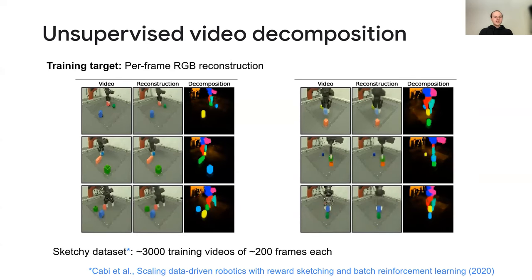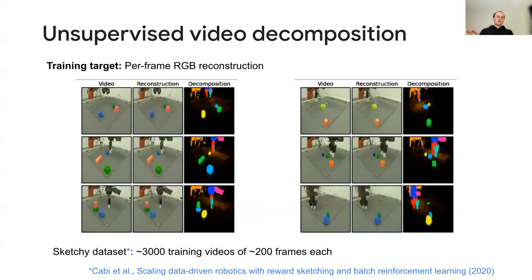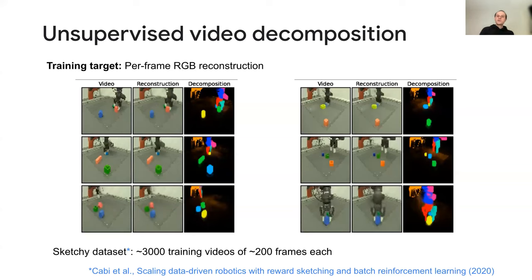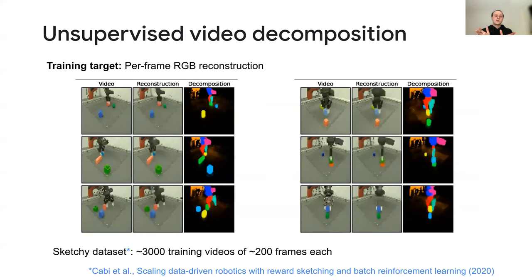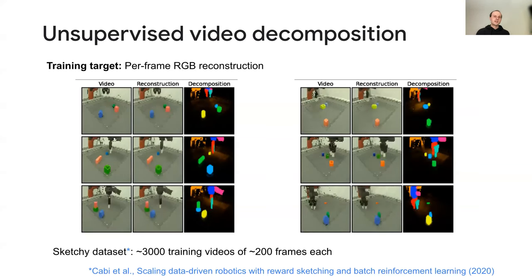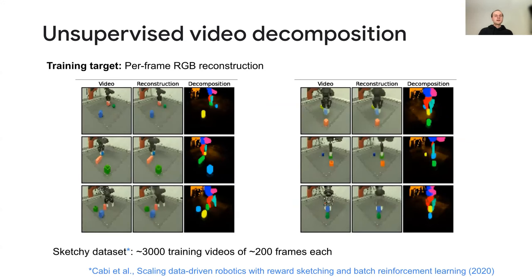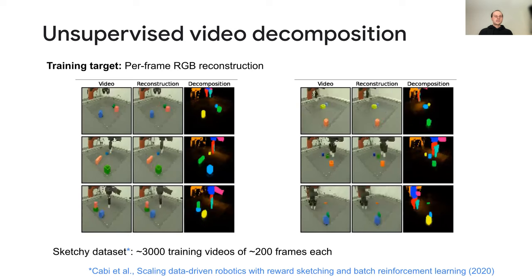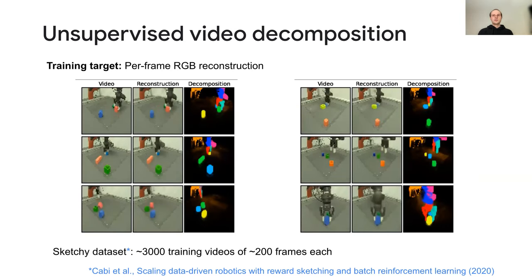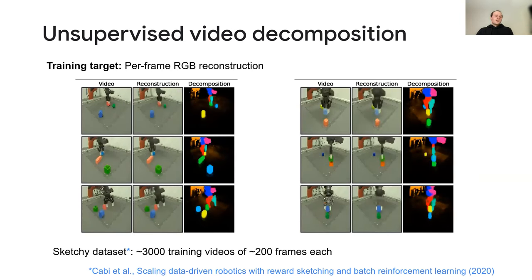And because it's a compositional generative model, it also means you could just remove one of those slots and still reconstruct the input, and then make an object disappear, for example, or take an object from a different video and paste it in a different video. This is not shown here, but this is in principle possible once you have this kind of decomposition. So this is all nice.